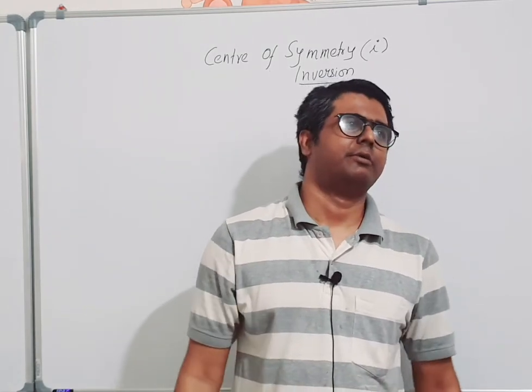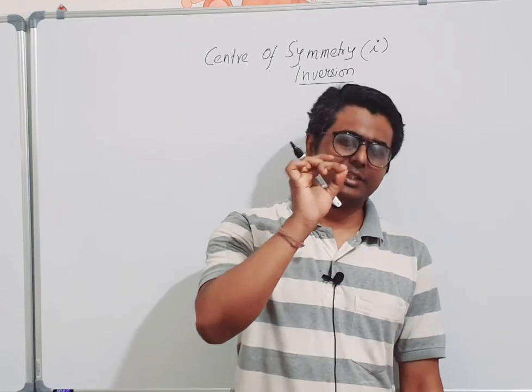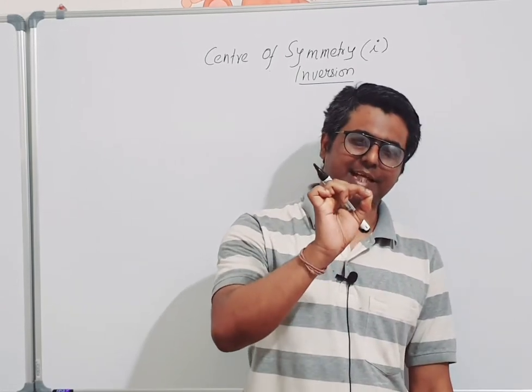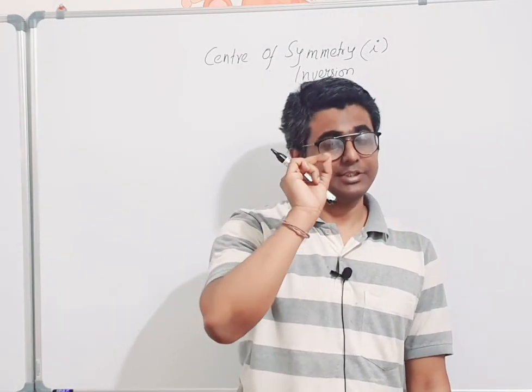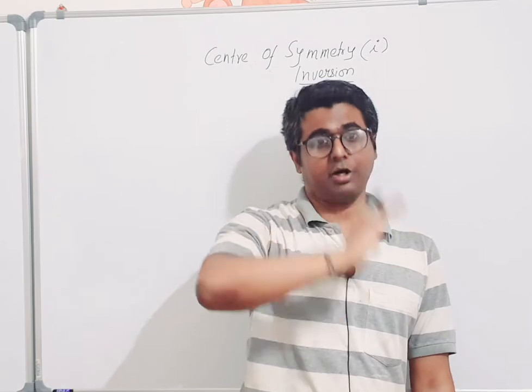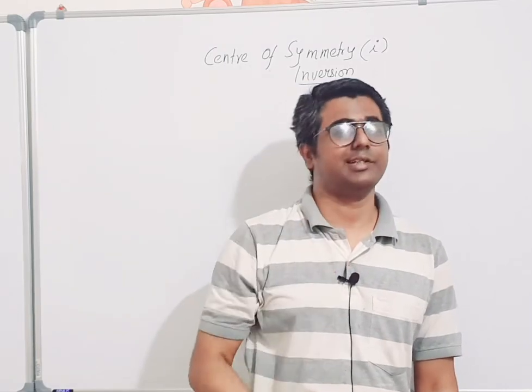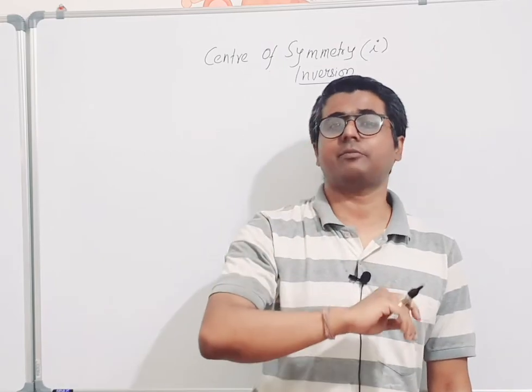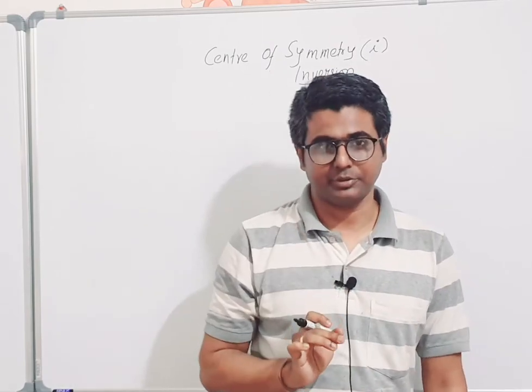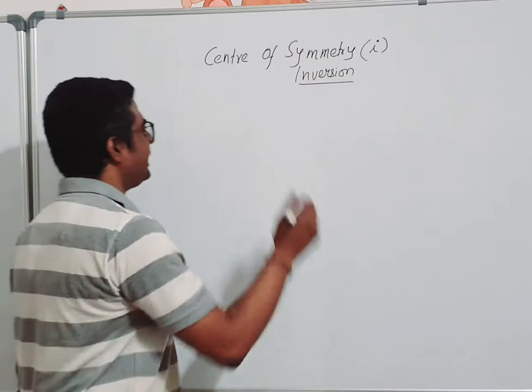So what did I say? I said that the point should be such that if you draw a line through that point, then the line on the opposite side should encounter similar elements or same elements or same part of the molecule or similar part of the molecule, okay. So it can be like this, right?